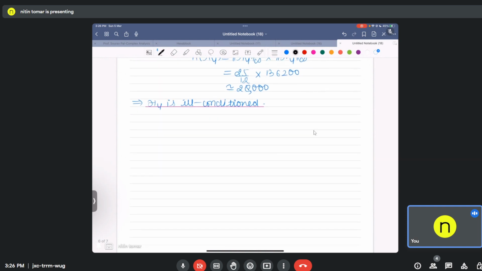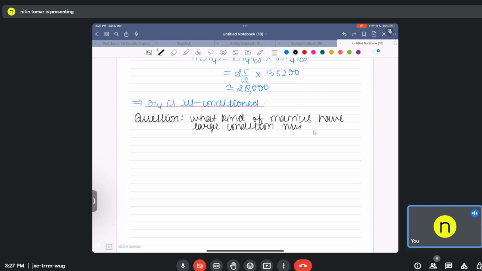So we have just seen that Hilbert matrices have a very large condition number. So this will be a very natural question: what kind of matrices have large condition number?